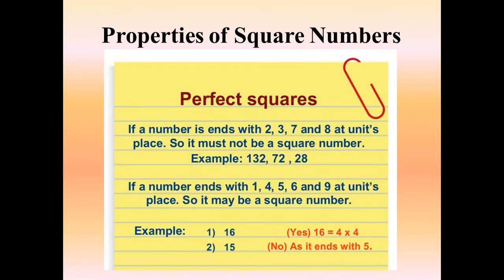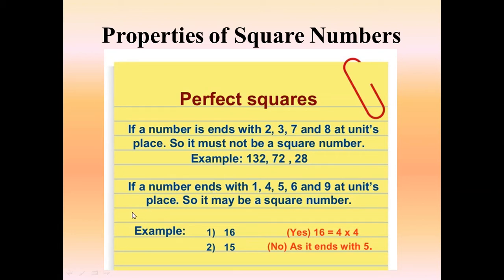So we can say that if a number ends with 2, 3, 7 or 8 at the units place, then it must not be a square of a number. For example, a number is given as 132. Without doing any calculation, just looking at the unit digit, you can make out that this is not a perfect square. Similarly, 28 cannot be a perfect square because it contains 8 at the unit place.